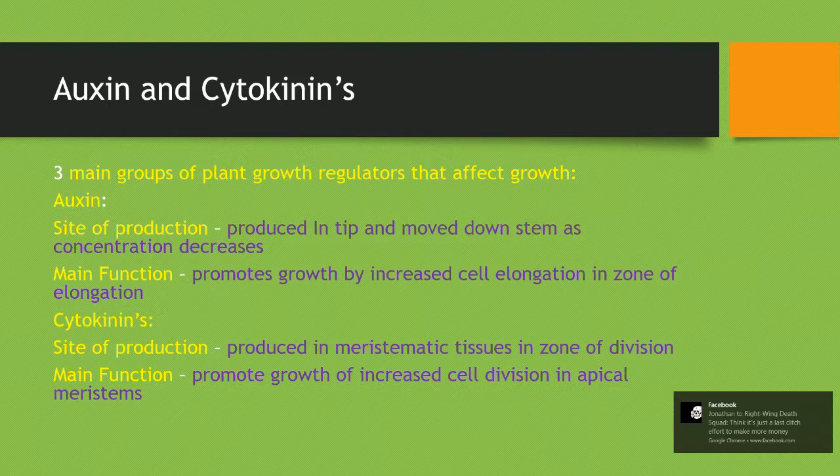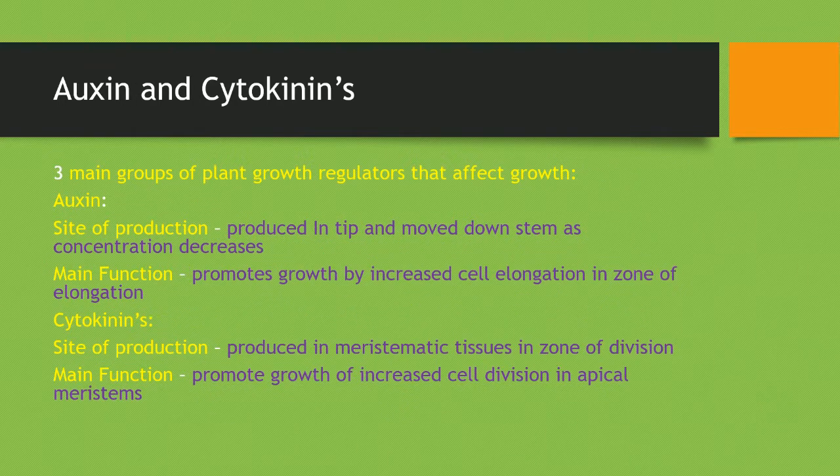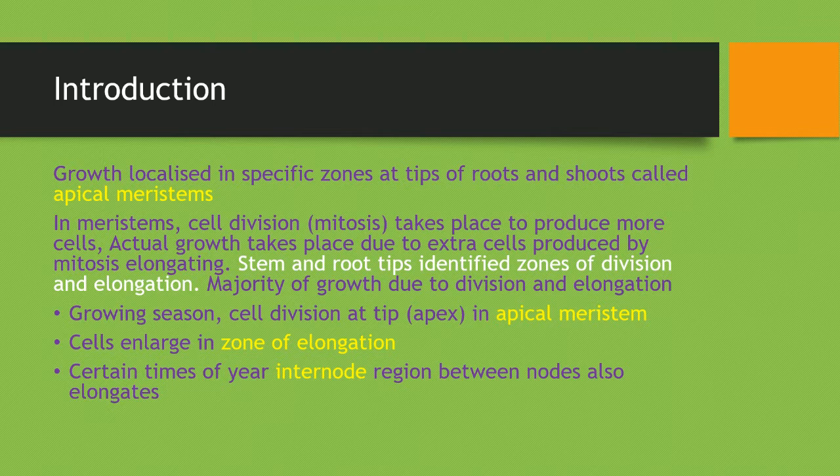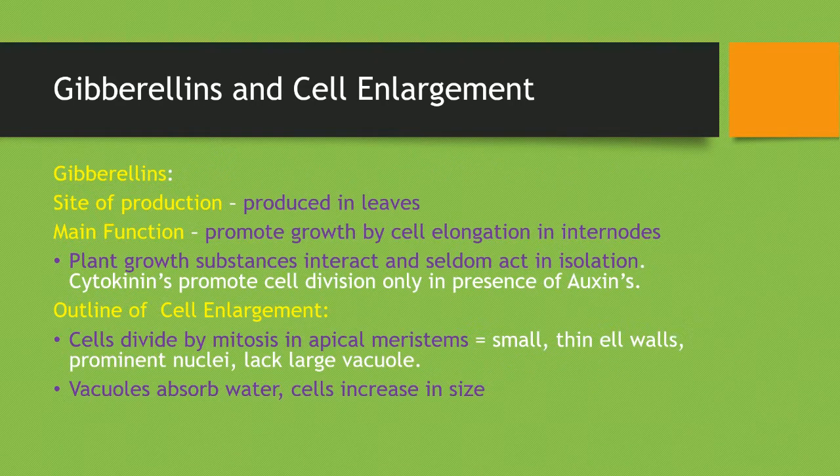So, the main function of auxin is to promote growth by an increase of cell elongation in the zone of elongation. Whereas cytokinins are a wee bit different because they have a site of production in the meristematic tissues in the zone of division. And the zone of division means that they promote growth by increased cell division in the apical meristems. So like we stated, in these apical meristems, this is cytokinins, but auxin is for elongation within the nodes.